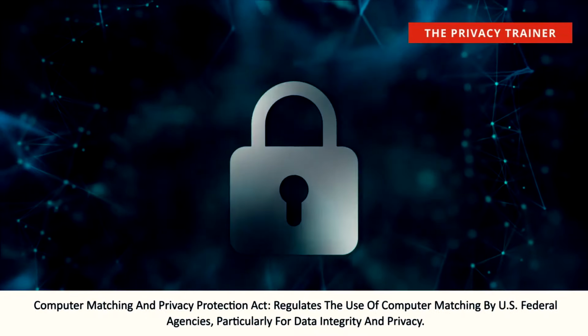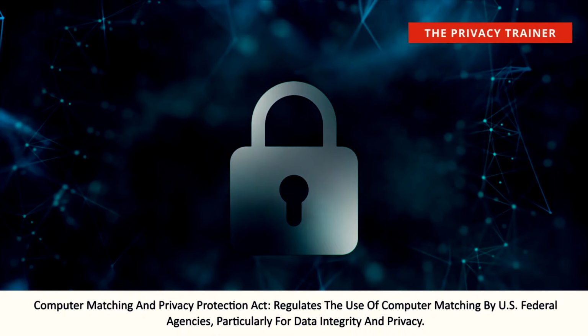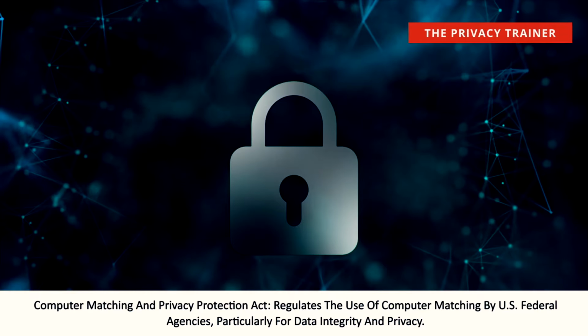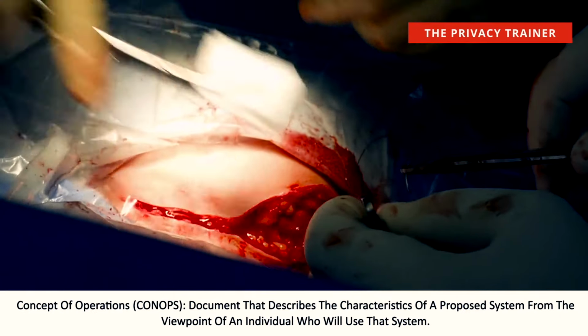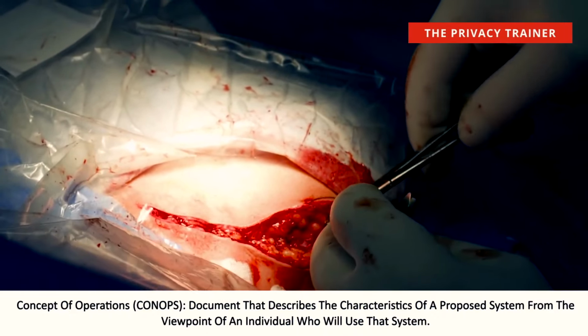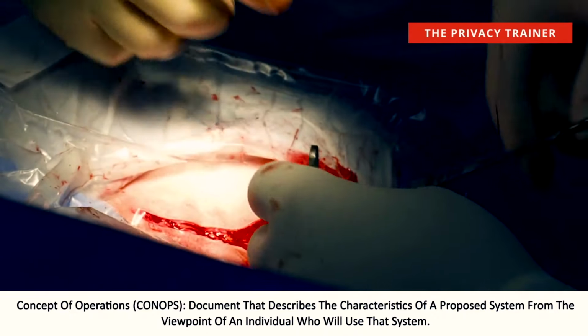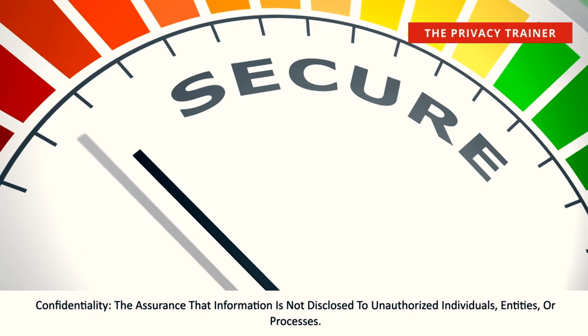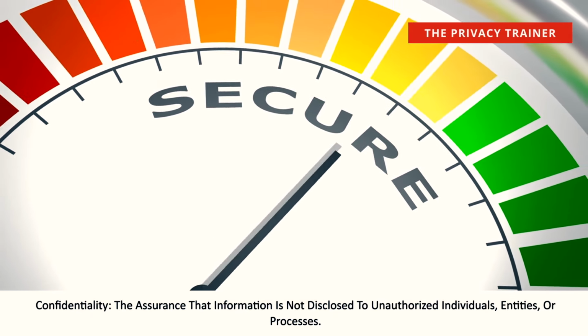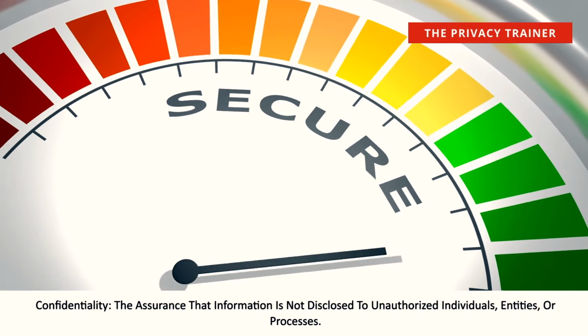Computer Matching and Privacy Protection Act regulates the use of computer matching by U.S. federal agencies, particularly for data integrity and privacy. Concept of operations, CONOPS, document that describes the characteristics of a proposed system from the viewpoint of an individual who will use that system. Confidentiality, the assurance that information is not disclosed to unauthorized individuals, entities, or processes.